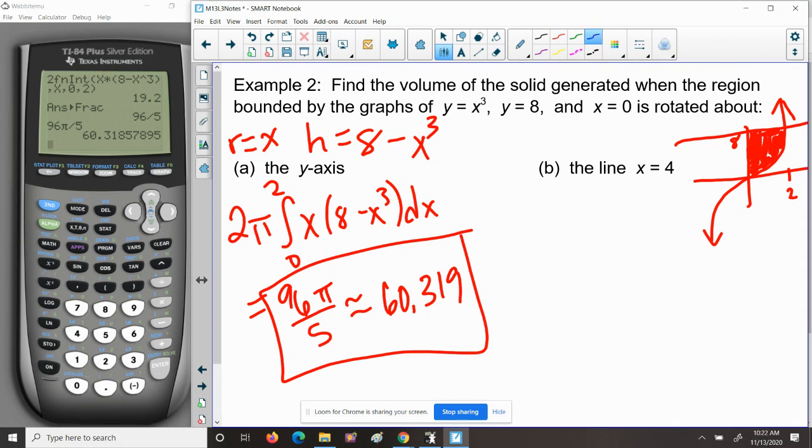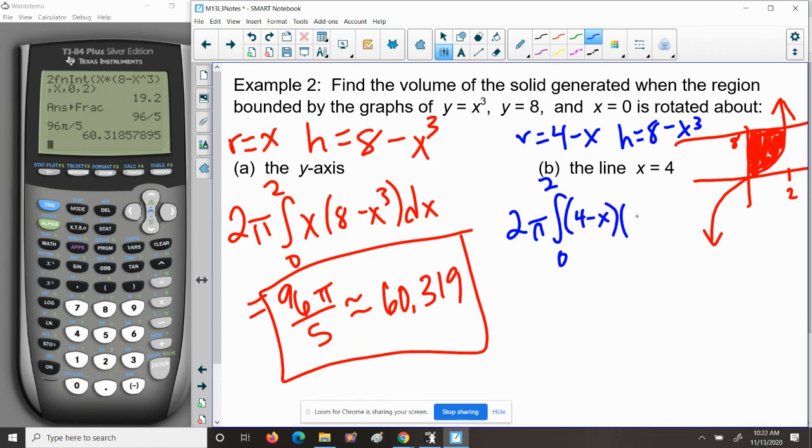Okay, now let's find the volume if we rotate around the line x equals 4. This is going to look really similar, but remember, radius is now going to be 4 minus x. Height will be the same, 8 minus x cubed. So it's going to be a little bit tougher to type in. We will have 2 sets of parentheses because we're going to have 4 minus x times 8 minus x cubed.